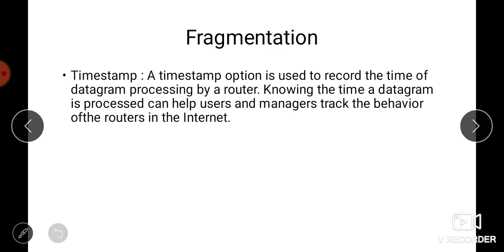Timestamp is an option which is used to record the time of the datagram processing by the router. So knowing the time a datagram is processed can help users and managers track the behavior of the routers in the internet. So we can track the route through which that particular packet has traveled.